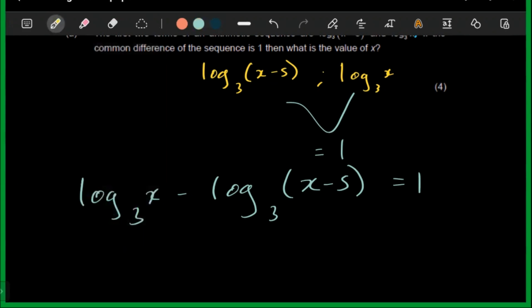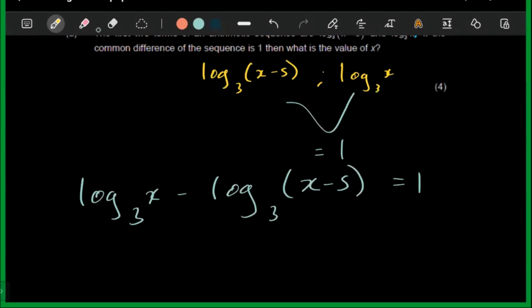Now, this is where your log laws come into play. You need to know your log laws, because if you don't, then you are in trouble. The way everything looks, there's log with a 3, log with a 3. So this is clearly something where we can use the division rule, because the division rule just needs us to have the log with the same base, and then you'll be able to take this value divided by this one.